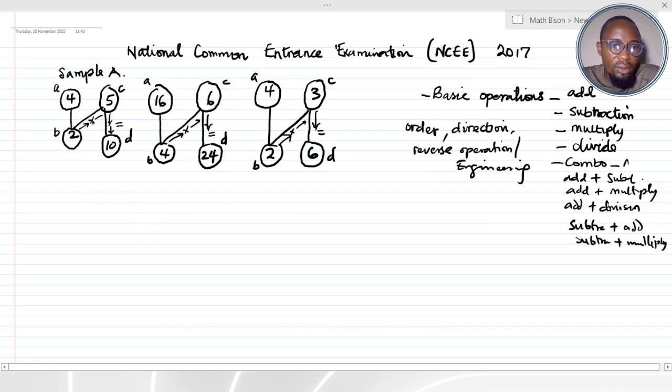Now that we have found 2 times 5, 10, 4 times 6, 24, 2 times 3, 6. What do we do next? Now we need to find out how can we get 4, 6, and 4. And the only way, the first thing that strikes my attention is the fact that these numbers are square numbers.